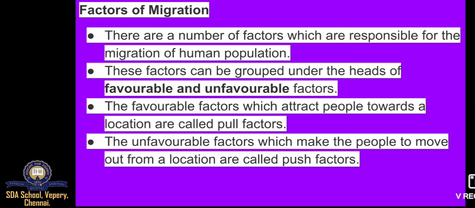Likewise, the unfavorable factors which make people move out from a location are called push factors. So children, how many factors of migration are there? Yes, two factors of migration. They are favorable and unfavorable factors.